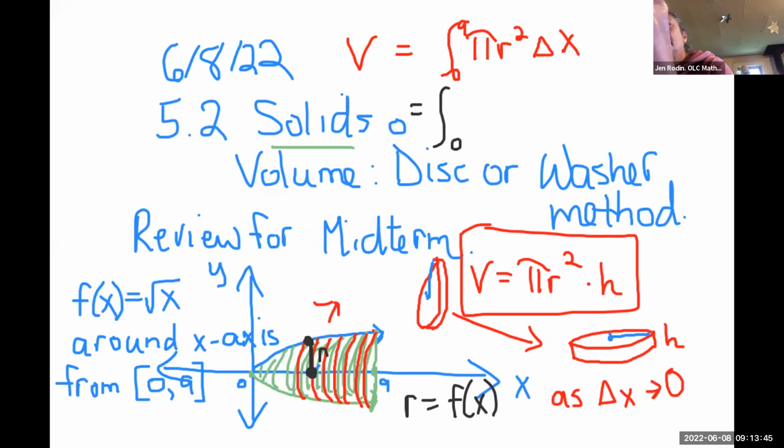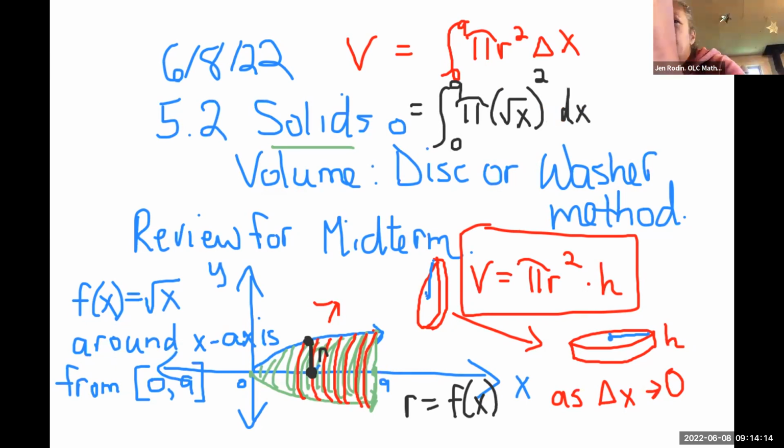So from 0 to 9 on the x-axis, everything has to relate to x. And this was the f of x, square root of x. That was the function value. Square it, because it's the area of a circle, times the width. So we just write it delta x, or some people don't. I always tend to go to delta x, but you could just say dx also.